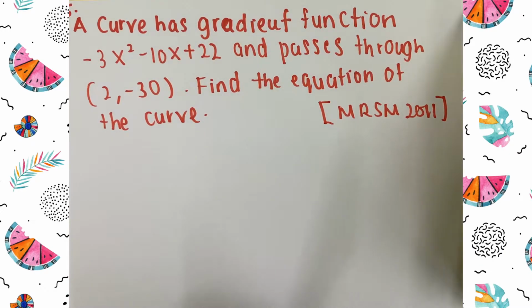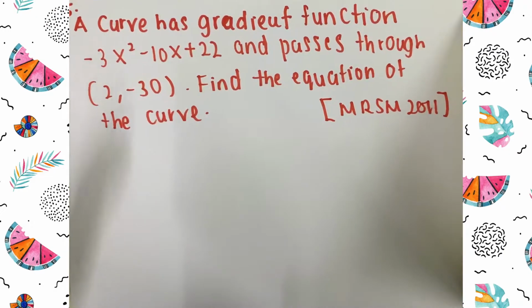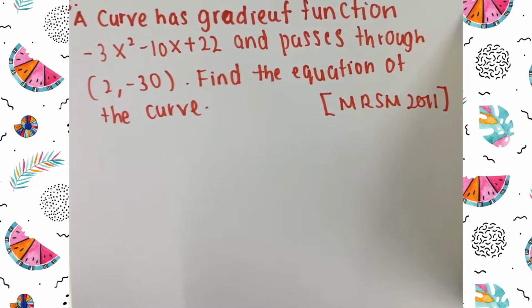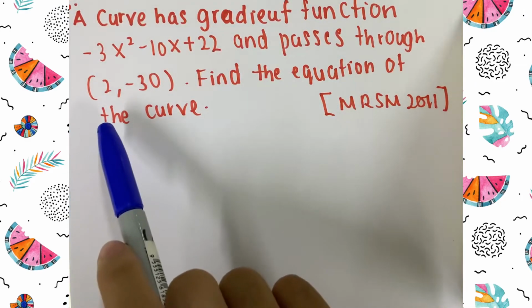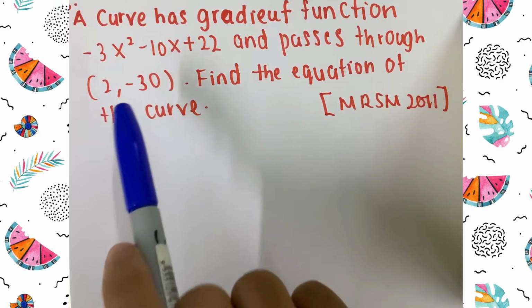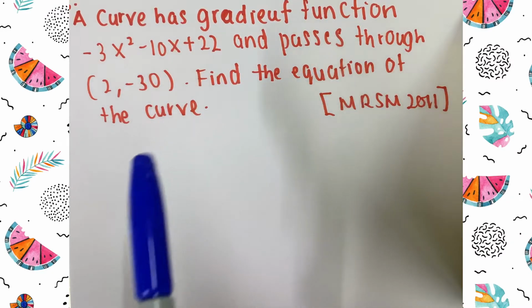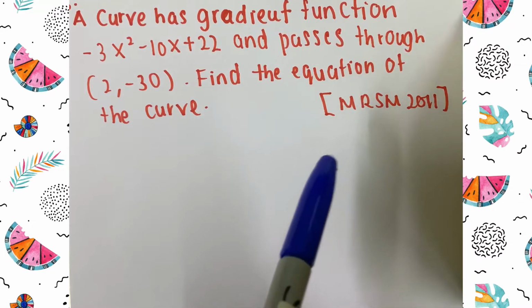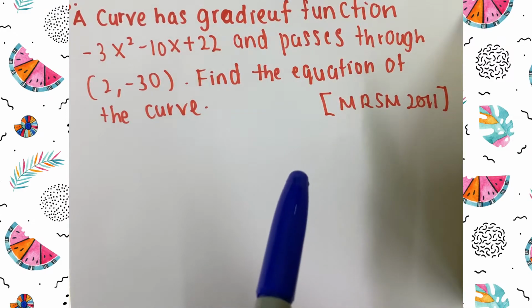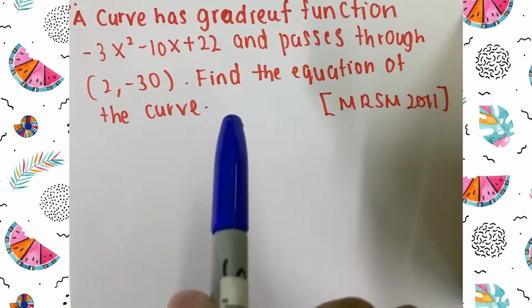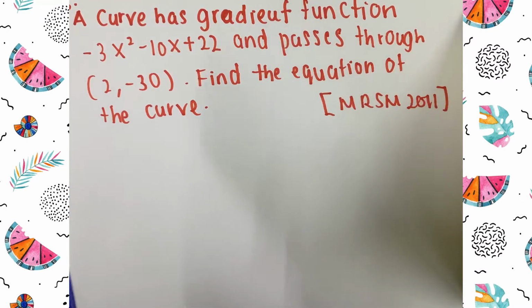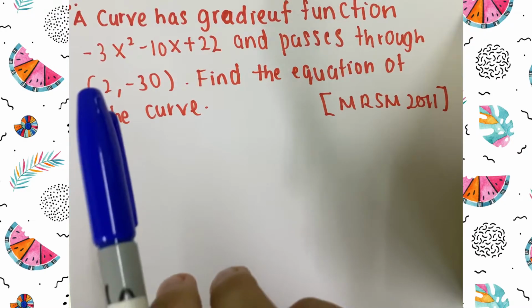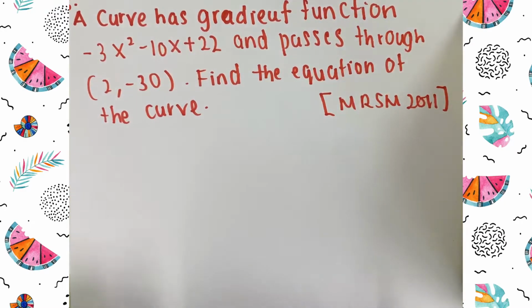So the last question for today is question number 5. A curve has a gradient function, negative 3x squared minus 10x plus 22, and passes through the point 2, negative 30, and find the equation of the curve. So this question is from MRSM 2011. I got it from a book, from MRSM book that I was using when I was taking SPM. So enough of that from me. So let's do this question.